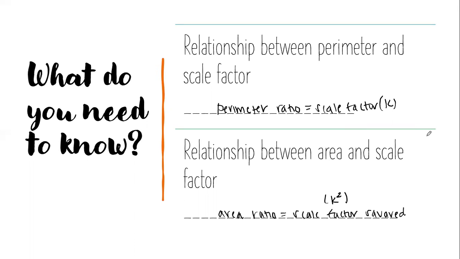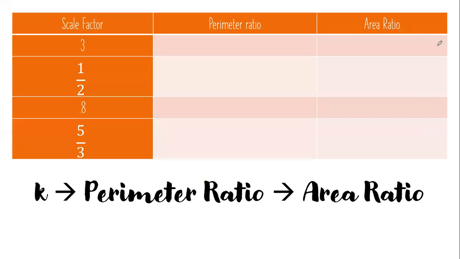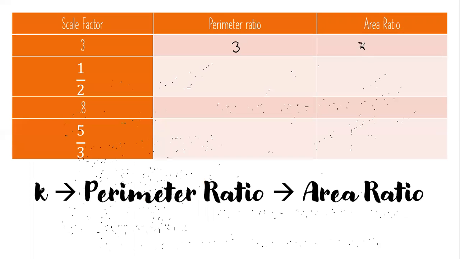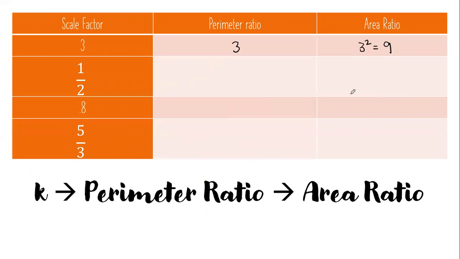Okay. All right, so we're gonna fill in these tables with the information we just got. If my scale factor is 3, what's my perimeter ratio? 3, because the scale factor and the perimeter ratio should be the same. Well, if my scale factor is 3, what's my area ratio? 9, because 3 squared equals 9.